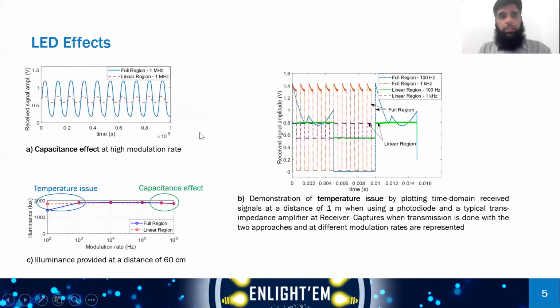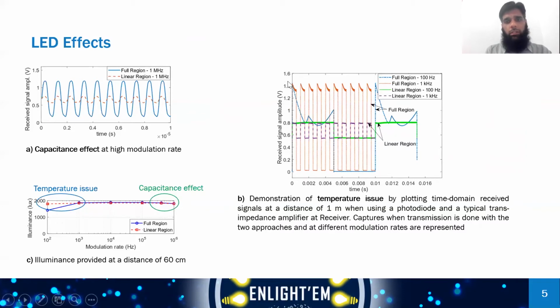These are some LED effects that we observed. The first one is the capacitance effect. On the x-axis is time, and on the y-axis is the received signal amplitude. At higher frequency, we don't see a sharp square signal, but rather something more like a sinusoidal signal, because the LED is not quick to respond to the modulation rate, which shows the capacitance effect.